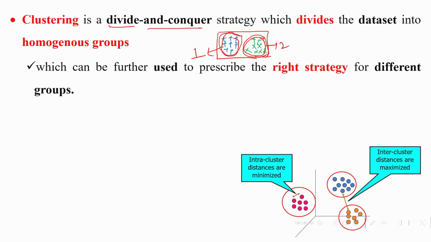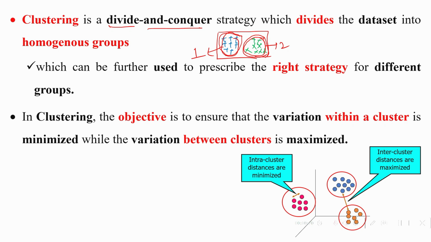In clustering, the objective is to ensure that the variation within the cluster is minimized while the variation between the clusters is maximized. There are two conditions. The first condition is that the variation within the cluster should be minimized.